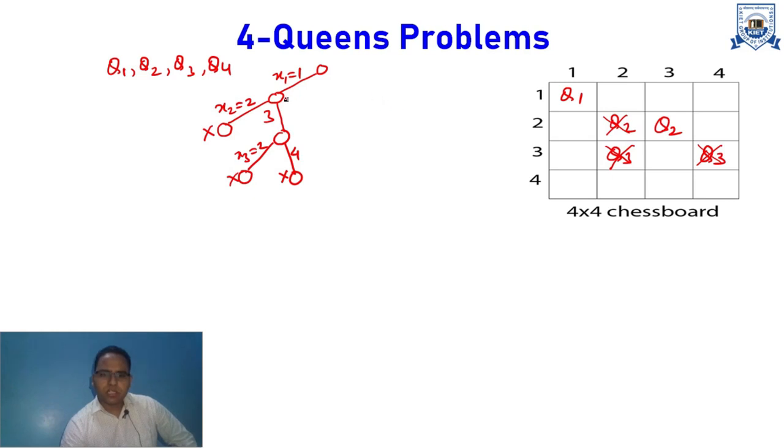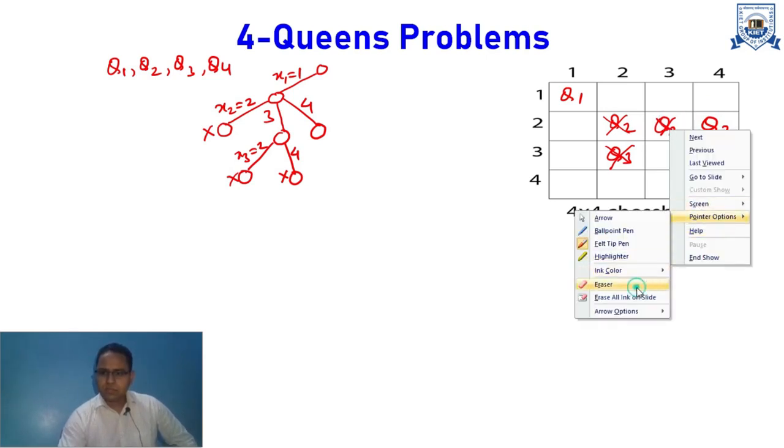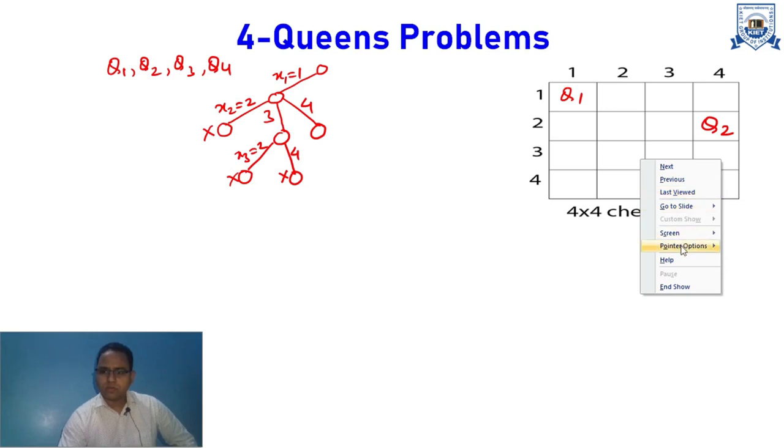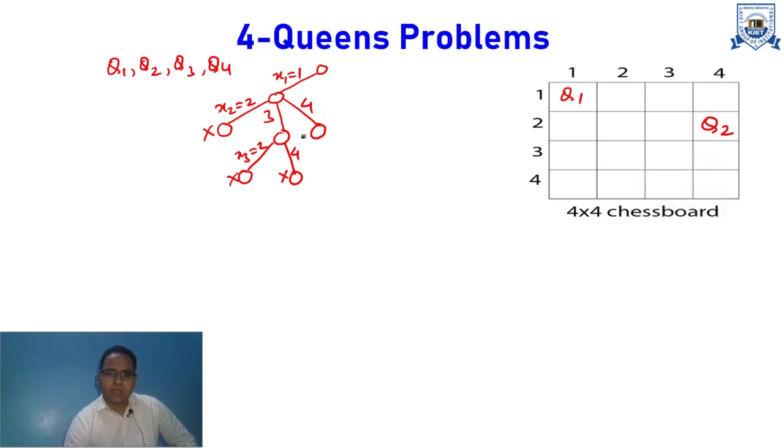Now we are shifting the second queen to the fourth column. Let's erase this so that our diagram will be clear. Now our q2 is at the fourth column. So we have placed queen 2 in the fourth column successfully. Let's place queen 3. What is the possibility for queen 3? Can we place it in the second column?